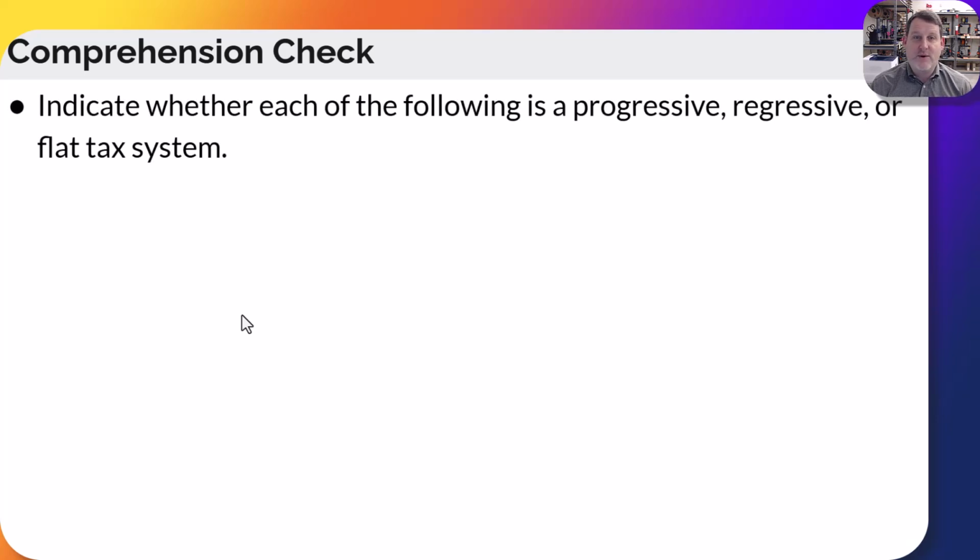All right. So indicate whether each of the following two systems is either progressive, regressive, or flat. Pause the video. When you're ready, we'll discuss the answer.